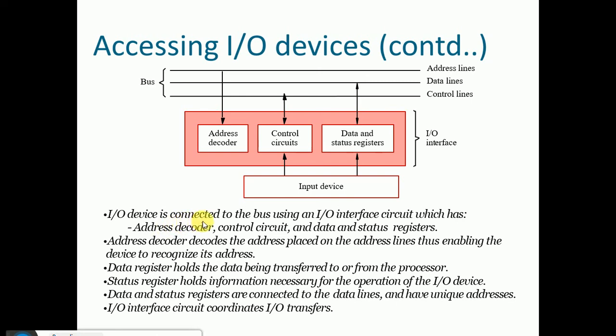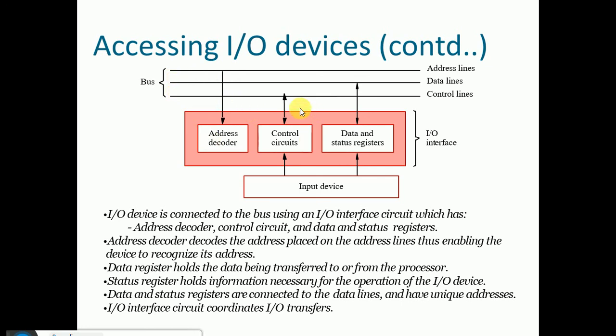An input output device is connected to the bus using an input output interface circuit, which has an address decoder, a control circuit, and data and status registers. The address decoder decodes the address placed on the address lines, thus enabling the device to recognize its address. Data registers hold the data being transferred to or from the processor. I have told you that this data we have to take either from or to the processor.